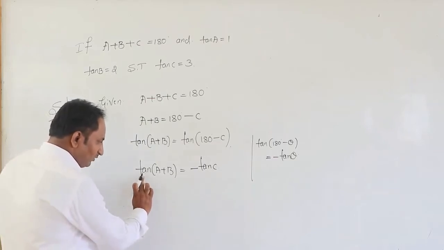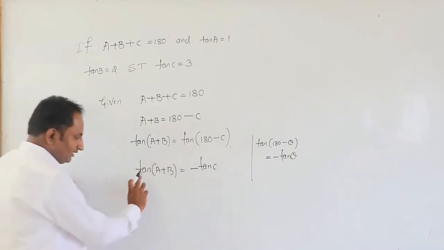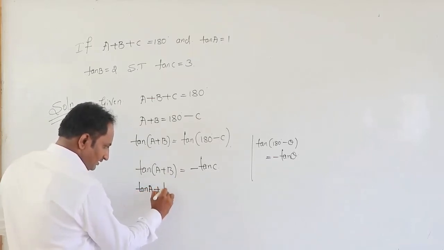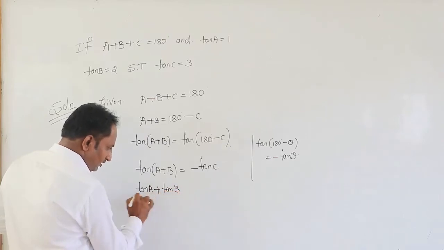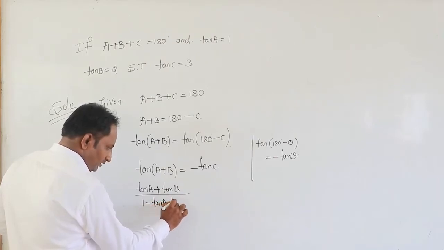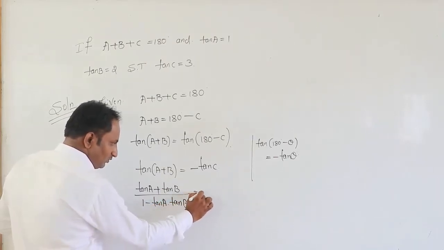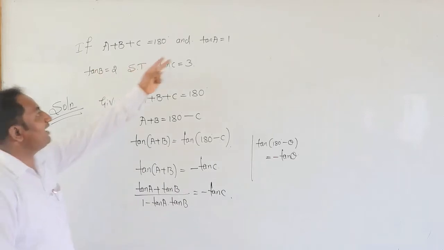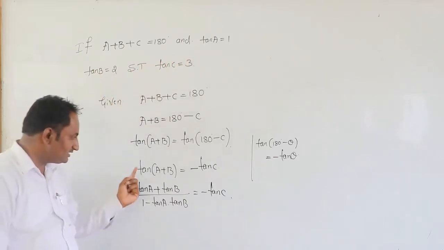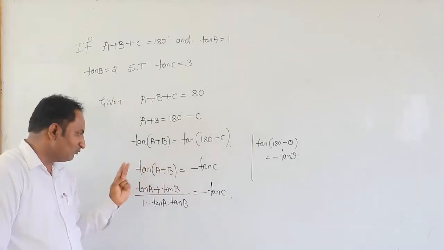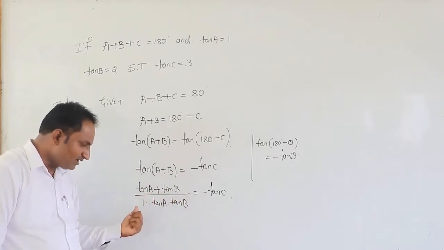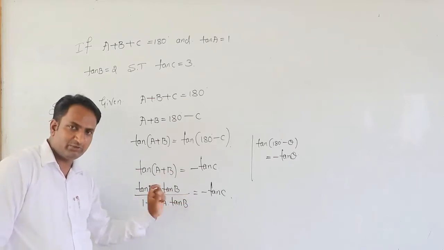Then we know the formula for tan of a plus b. Here tan of a plus b value is tan a plus tan b divided by 1 minus tan a into tan b is equal to minus tan c value. Then we can substitute tan a value as well as tan b value. This is the formula for tan of a plus b. We know that tan of a plus b is equal to tan a plus tan b divided by 1 minus tan a into tan b.